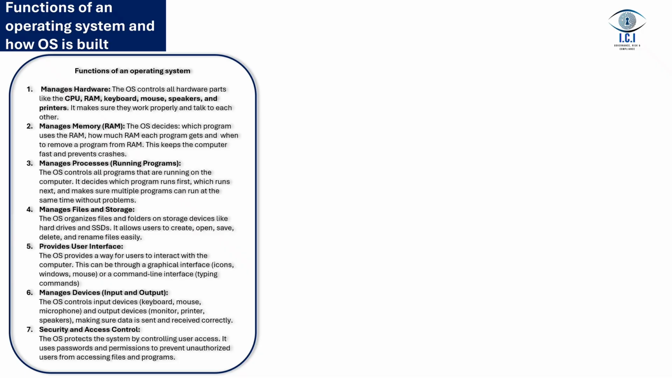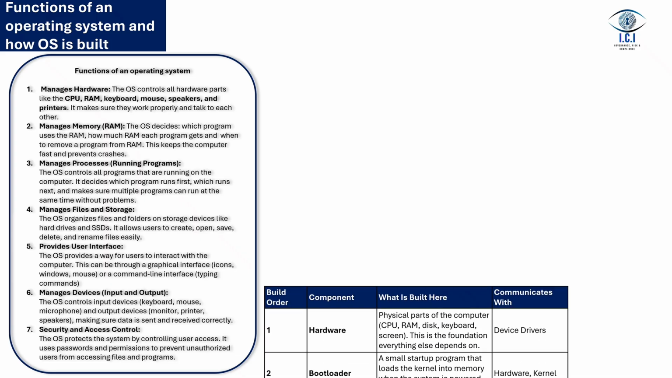So the next is security and access control. Your operating system protects your computer by controlling user access. It is also in charge of users' passwords and permissions, and prevents unauthorized users from accessing your files and programs. When you hear unauthorized, it means somewhere you're not supposed to be, you are there. Something you're not supposed to have, you have it. That is unauthorized. So your OS prevents something like that.